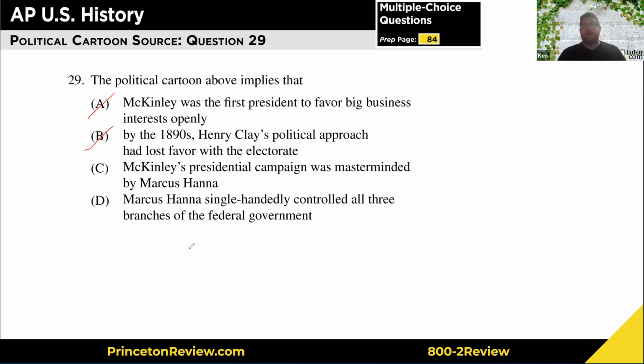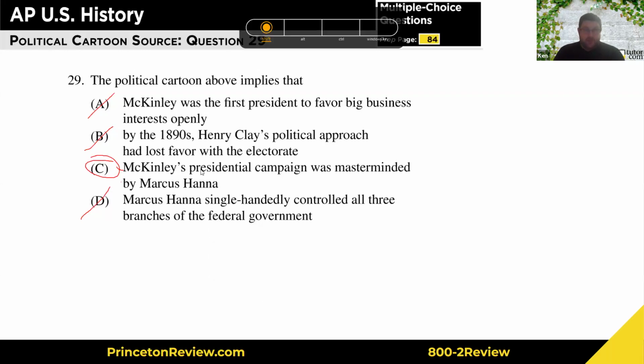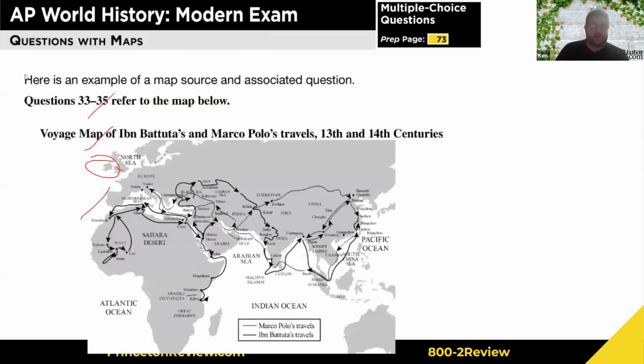But D is crazy. Marcus Hanna single-handedly controlled all 3 branches of the federal government. If at any point Marcus Hanna was in control of all 3 branches of the federal government, you would probably have heard about that in AP US history. So the answer is definitely C. So again, I'm really using my context clues for this question type, and I'm using what's called era-based reasoning. Figure out what era of history you're in, and if you know the big things that were happening at that time, you can get these problems correct.